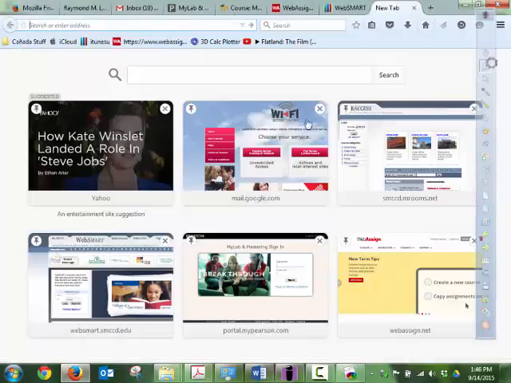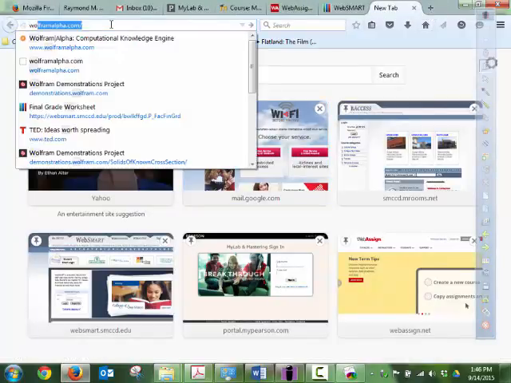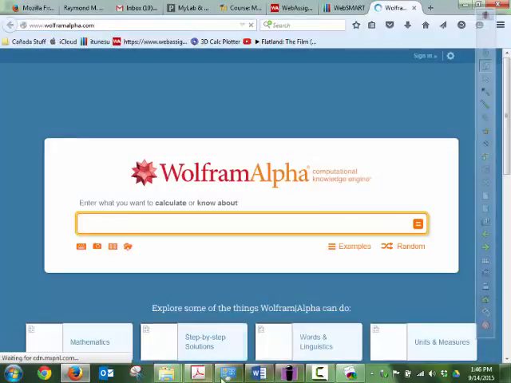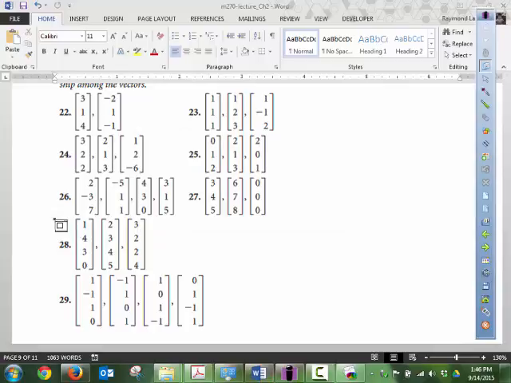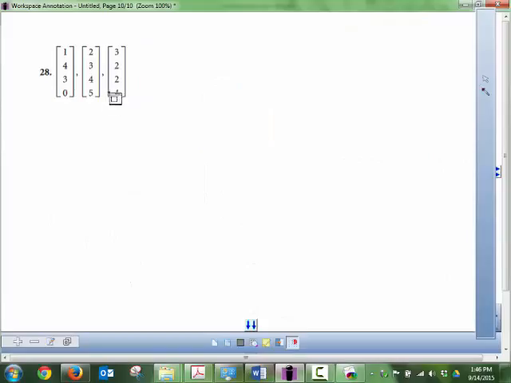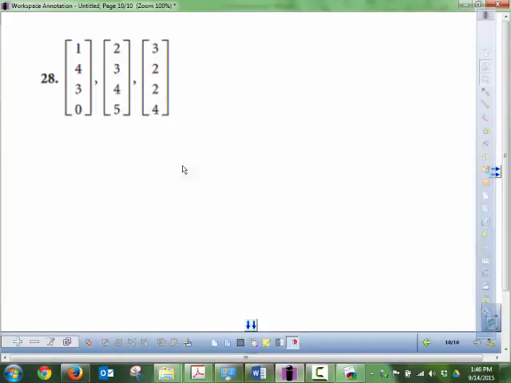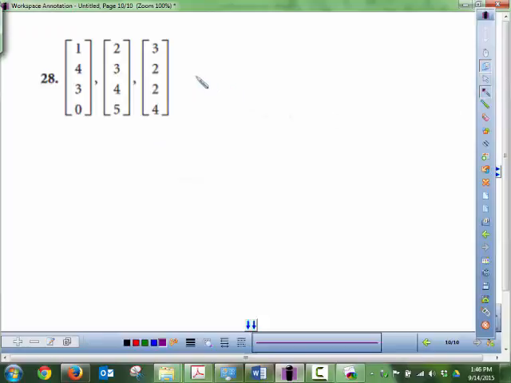I'm going to use Wolfram Alpha. Let's do one of these problems. Number 28 looks like it's a 4-dimensional vector. Let's get that set up and see what happens. We want to check for linear independence, to see if these vectors are linearly independent from each other. There's a bunch of theorems that we just saw. We can take a look at the rank theorem, or the theorem where we set this up as column vectors. Let's do the first one, where we set this up as column vectors.